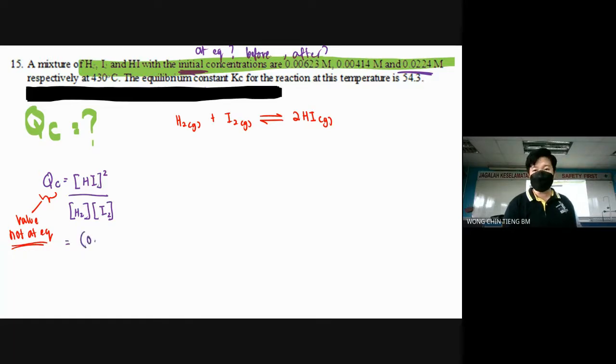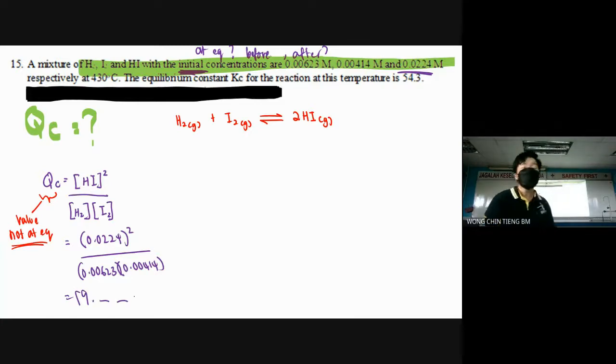So kamu ada 0.0224 kuasa 2, you know, all the value that you have, you just chuck it in. And then you press your calculator very, very correctly. And TV say, I'm getting 19 point something. Okay, betul. So bila dapat 19 point something, the KC given is 54.3.